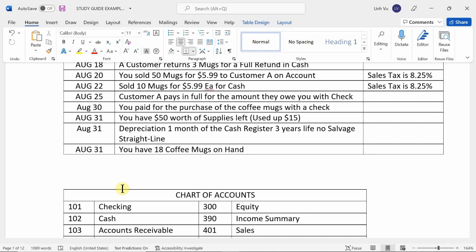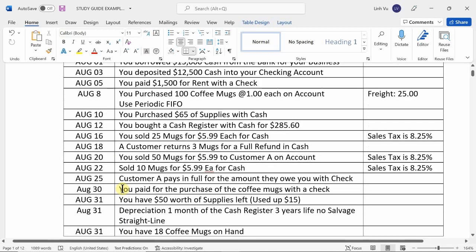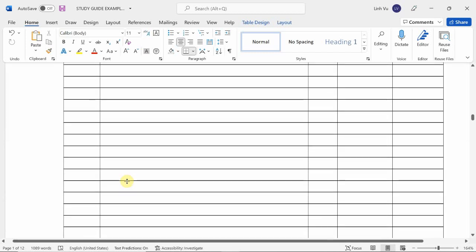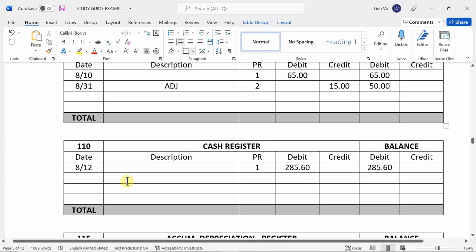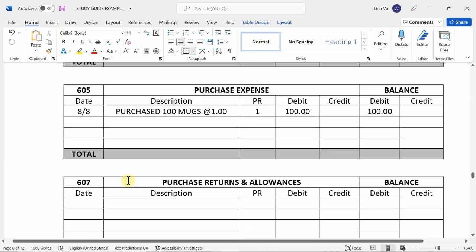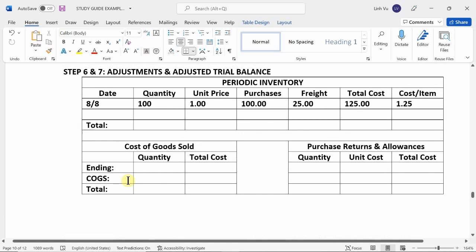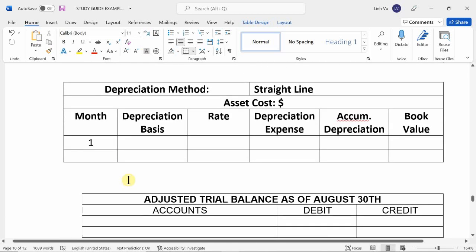First, let's see when we actually purchased that cash register. We purchased it on August 12th, so we must depreciate it for the month of August. Let me scroll real quick to get to that depreciation table. Okay, here we go.